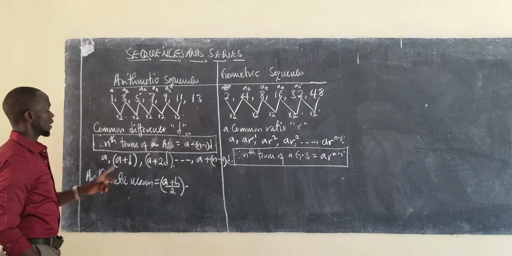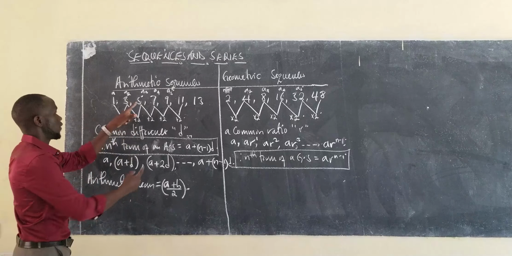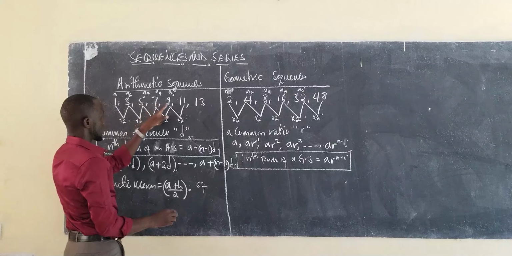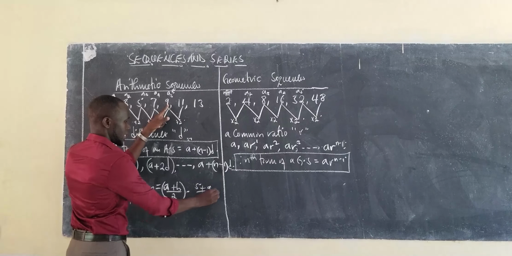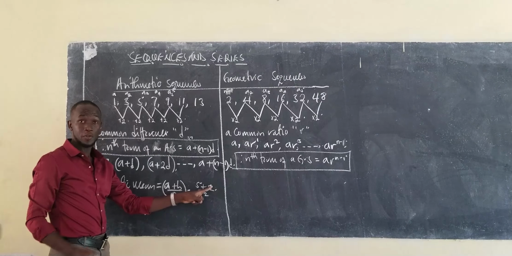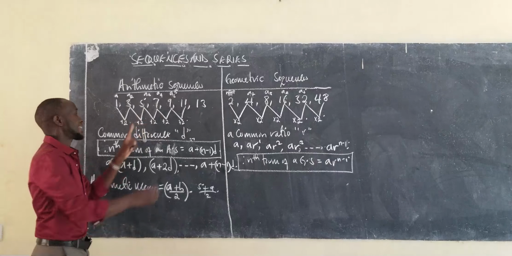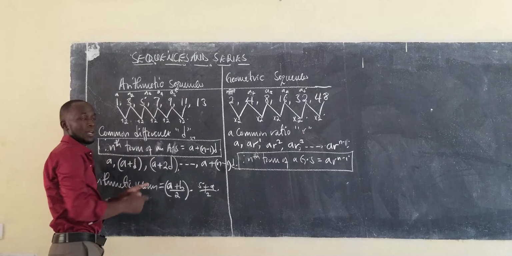Take an example here. If you want the arithmetic mean, a figure between 5 and 9, we shall say it is 5 plus 9 divided by 2. 5 plus 9 gives you 14. 14 divided by 2, you get a 7. And a 7 is in between 5 and 9.